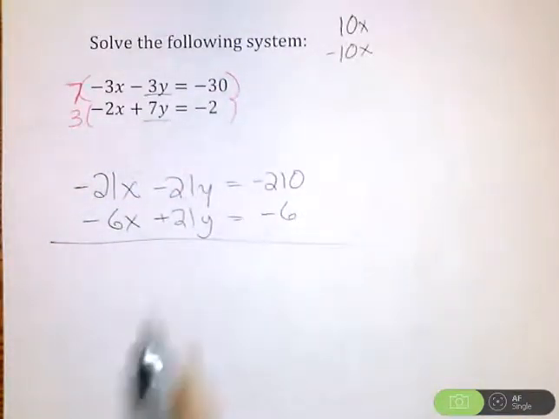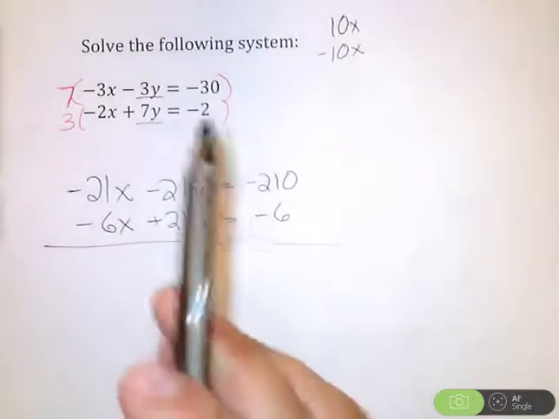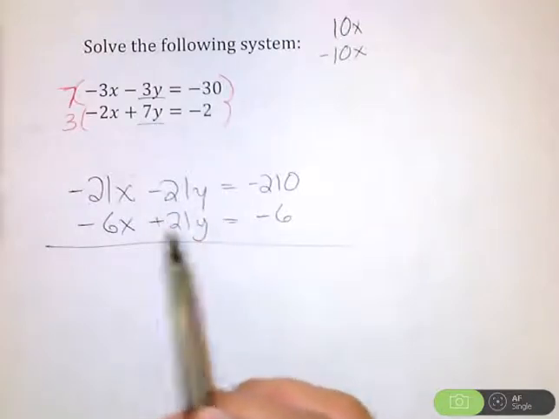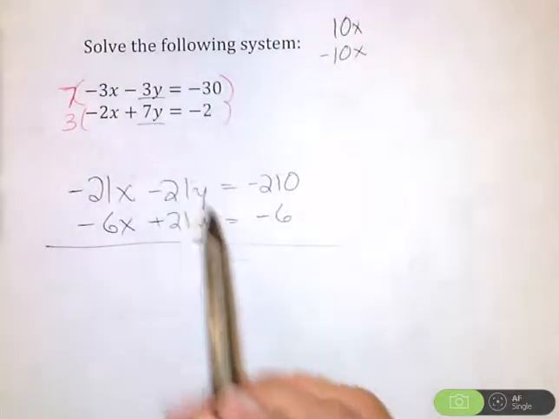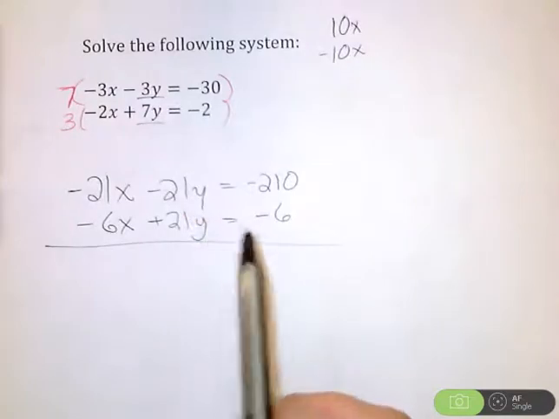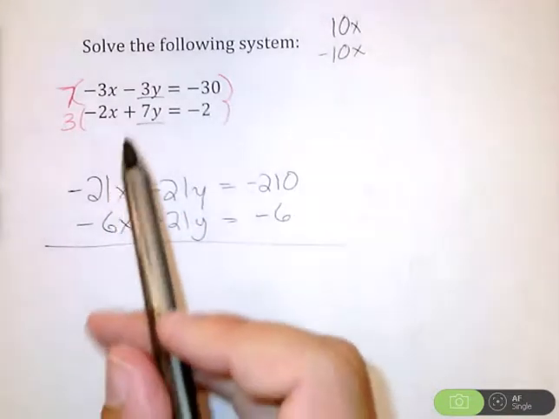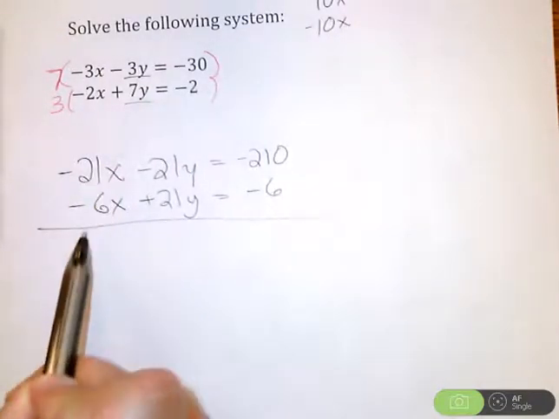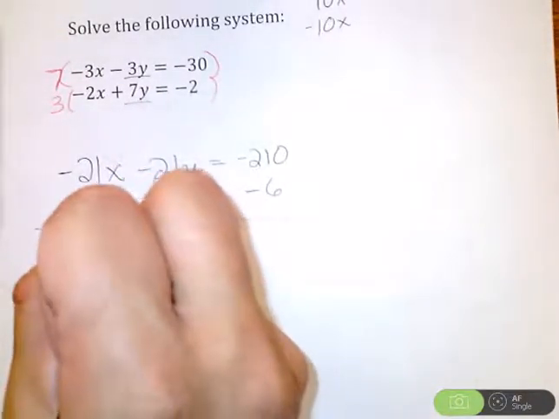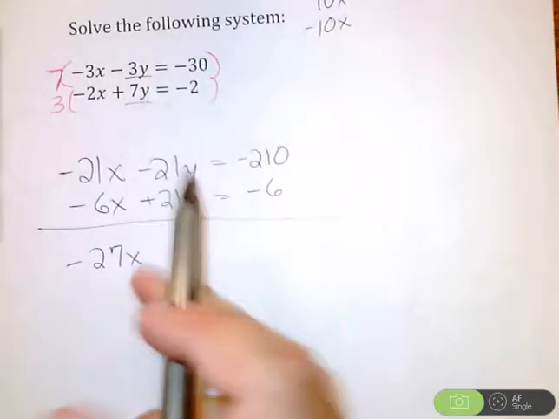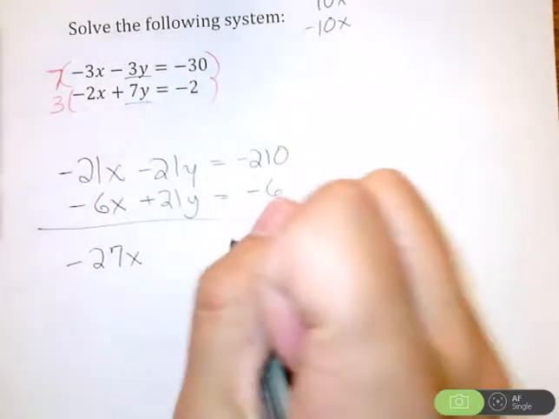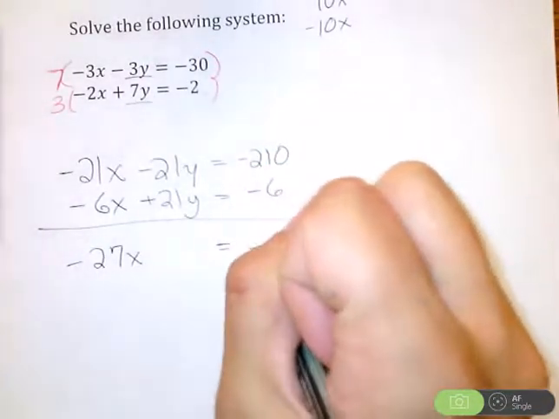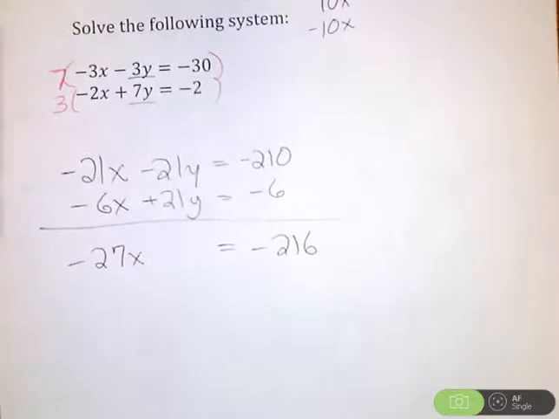So kind of a stop and checking point: we wanted to eliminate y. So if we look at it, I have a negative 21y, a positive 21y. So this is going to work out great. This is going to eliminate, which was our goal all along. So I know I can keep moving forward. I don't need to go back and fix anything. So adding straight down, negative 21x minus 6x is negative 27x. Negative 21y plus 21y is 0. Negative 210 minus 6 is negative 216.